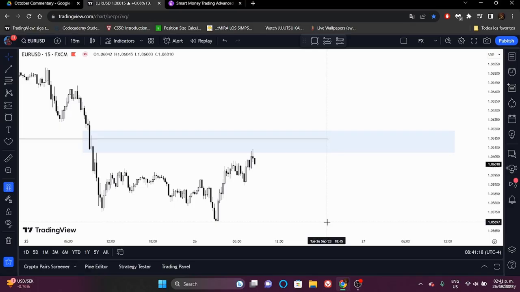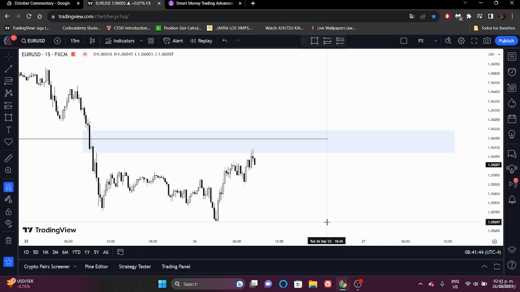Also, we're going to be talking about relative strength analysis, which will help us determine which is the preferable pair we want to trade in different circumstances. If we want to short, if we want to long, which is the weaker or which is the stronger pair.